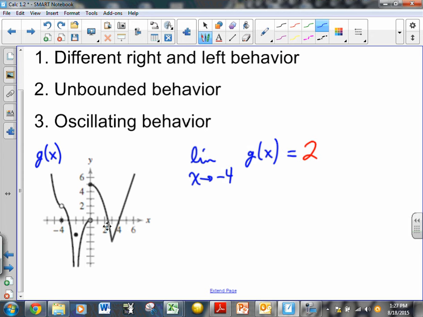Now that's different than what the function actually is. This function at the x value -4 equals 0. There's a solid dot right there. It's defined at -4 to equal 0. But the value we would expect, as we look around it, is right there.